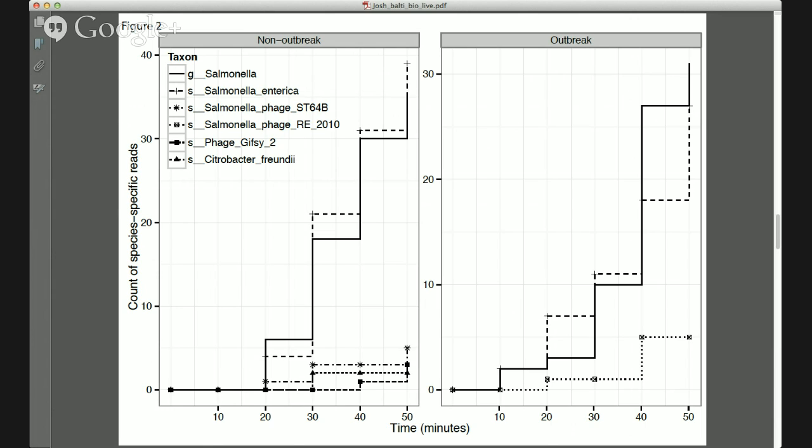And really interesting, we weren't expecting to see this, but you can actually see two different chromosomally encoded phages showing up. In the non-outbreak, you've got the phage GIFC and another phage ST64B, and in the other isolate, we've got a different phage, the RE2010. So we were already able to discriminate these samples after 20 or 30 minutes via this approach of mapping to a database of taxonomic defining genes.